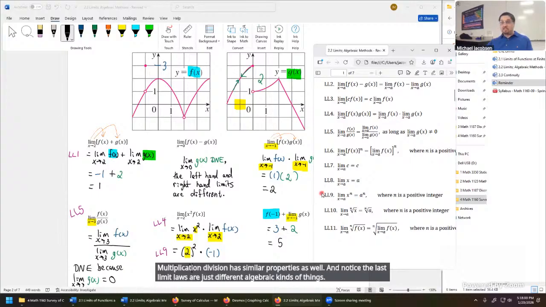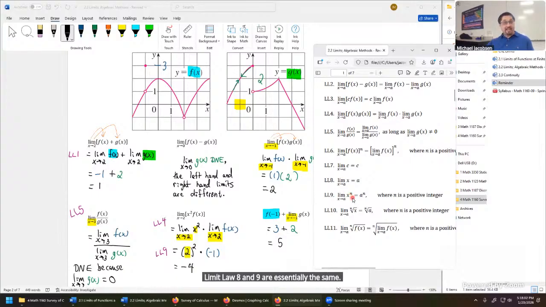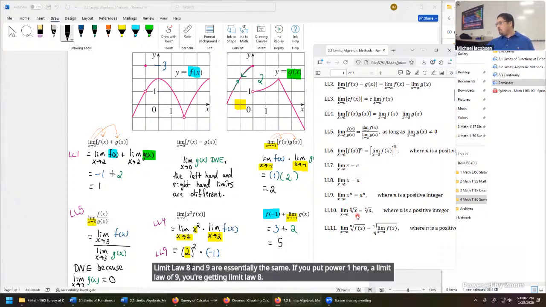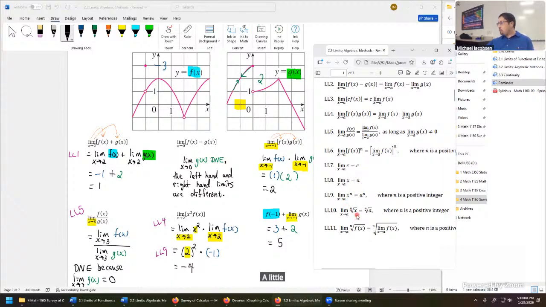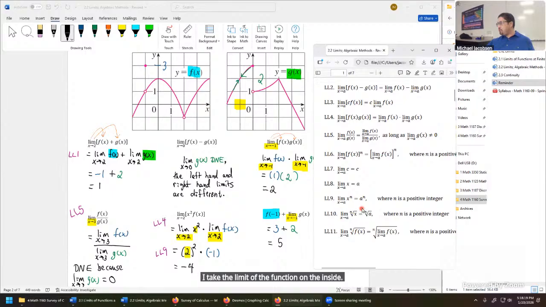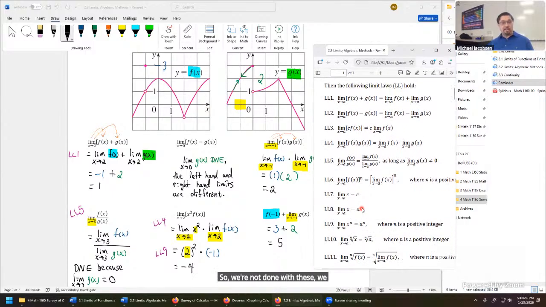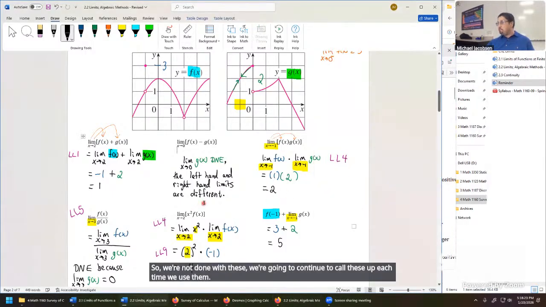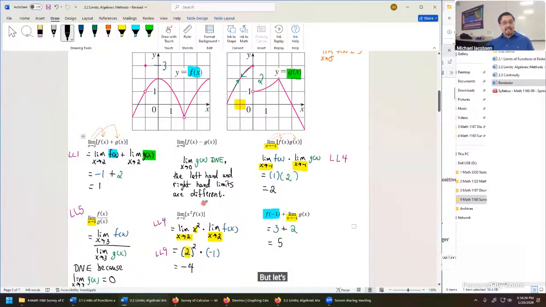Limit law 8 and 9 are essentially the same. If you put power 1 here, and limit law 9, you're getting limit law 8. And limit law 10 says it works for nth roots. And if it's an entire function inside there, it still works. You can just take the limit and take the limit of the function on the inside. So we're not done with these. We're going to continue to call these up each time we use them. But let's move on to the next big topic.